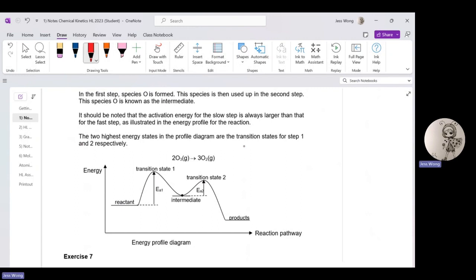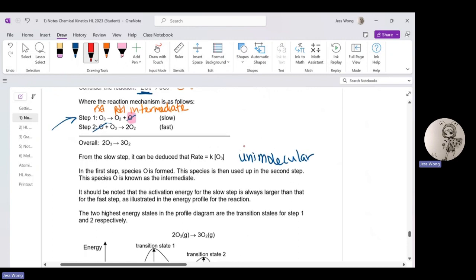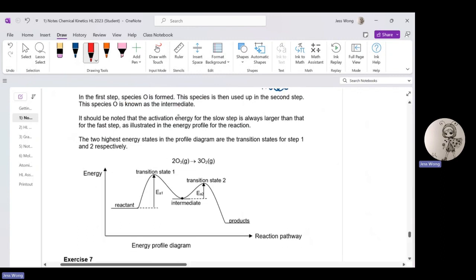Now, how do we show that it's a slow step in our drawing? A slow step usually has the greatest activation energy. So when I'm drawing my energy profile diagram, I need to make sure my Ea1 is much bigger than the corresponding Ea2. Just take note, Ea is drawn from the reactant to the transition state. So Ea1 is from the reactant to the transition state, and for Ea2, the reactant is the intermediate, so it goes from here to the transition state.